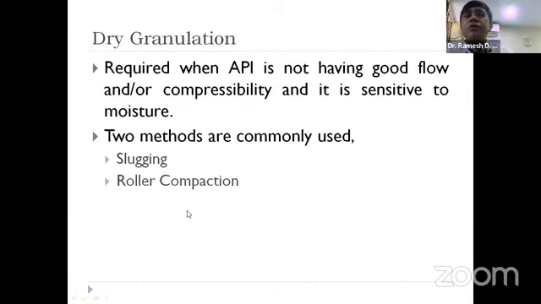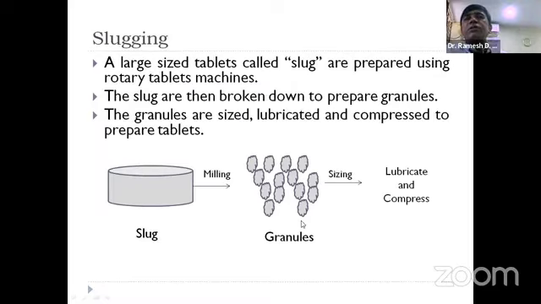If we cannot go for direct compression, we need to go for granulation. From granulation, there are two techniques, dry granulation and wet granulation. Under dry granulation, there are two methods, slugging and roller compaction. Slugging: the tablets of larger size are called slugs. Initially the slugs are prepared and then they are broken. This is the slug. The large tablet is broken, sized, lubricated and compressed.